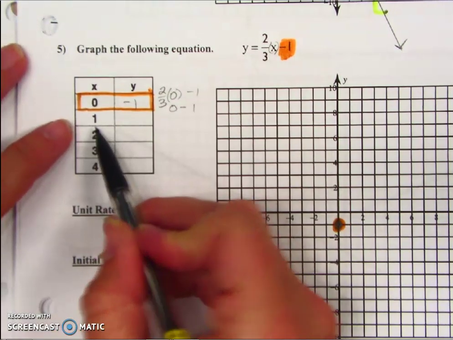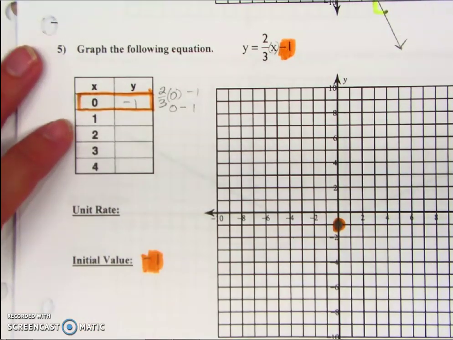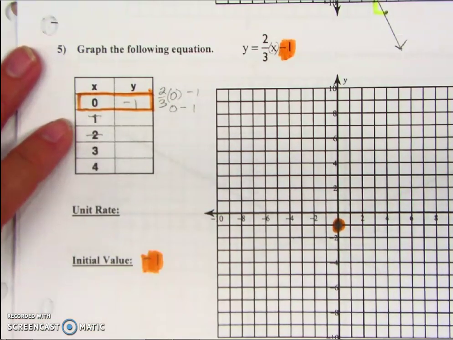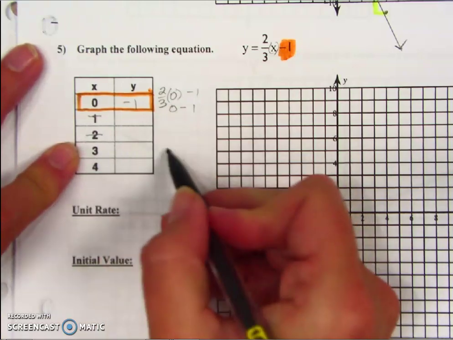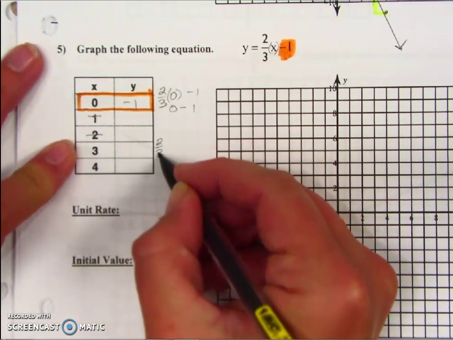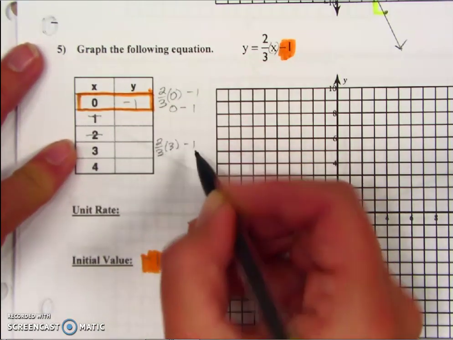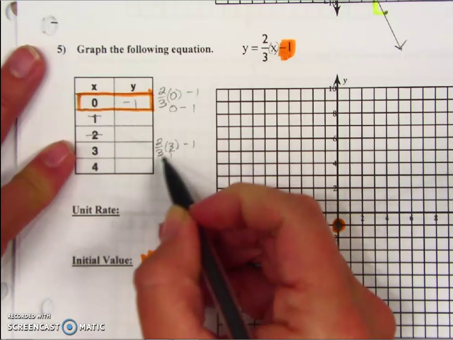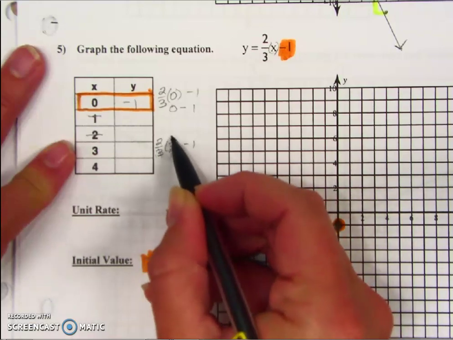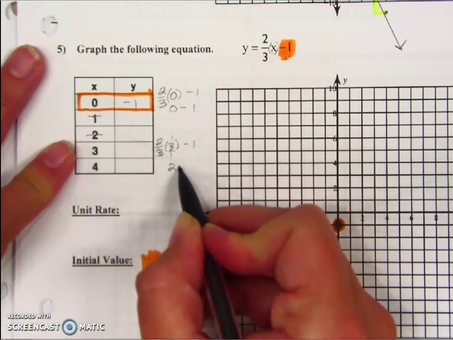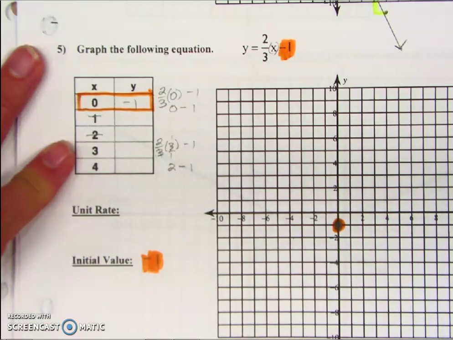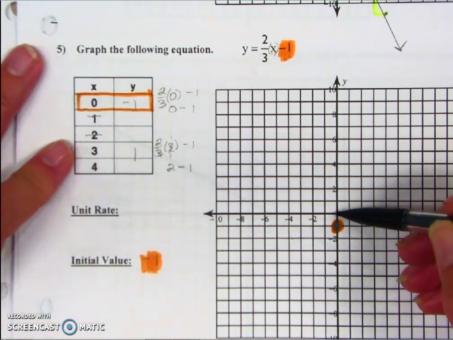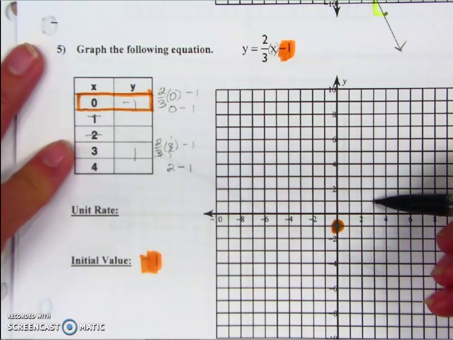So instead of plugging in a 1 here, because that would give me 2/3 minus 1, instead of plugging in a 2, because that would give me 4/3 minus 1, let's plug in a 3. All right, so let's try 2/3 times 3 minus 1. Now I do that because remember, we can cross reduce these. And so 3 cancels out to a 1, 3 cancels out to a 1, and that ends up with just 2, whole number 2, minus 1. 2 minus 1 is nice and easy, that's 1. So that tells me over here on the graph, it's going to go from 3 up to 1.